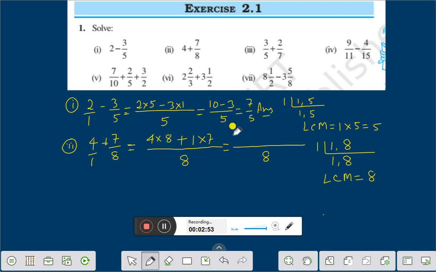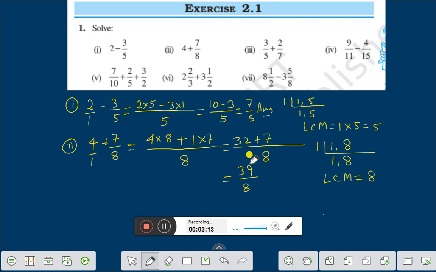Therefore, we are getting this as 8. This is 4 into 8 is 32, 32 plus 7 into 1 is 7. 32 plus 7, that is 39 by 8.